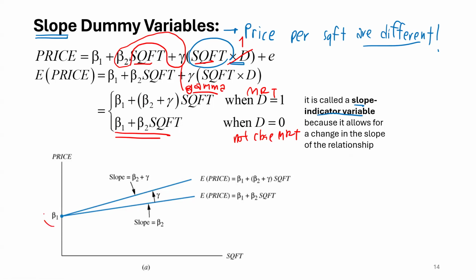So the starting price is the same, but why is the price different between the house that is close to MRT and the one that is not close? Because the price per square feet is not the same. Clear? The starting price is the same, but they charge you a higher price per square feet, depending on gamma here.